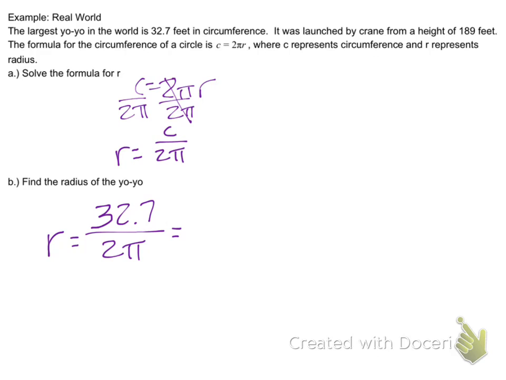Use parentheses, guys. Right now, a lot of you are doing 32.7 divided by 2 and then multiplying it by pi. If you're not using parentheses in the denominator, you got the problem wrong.